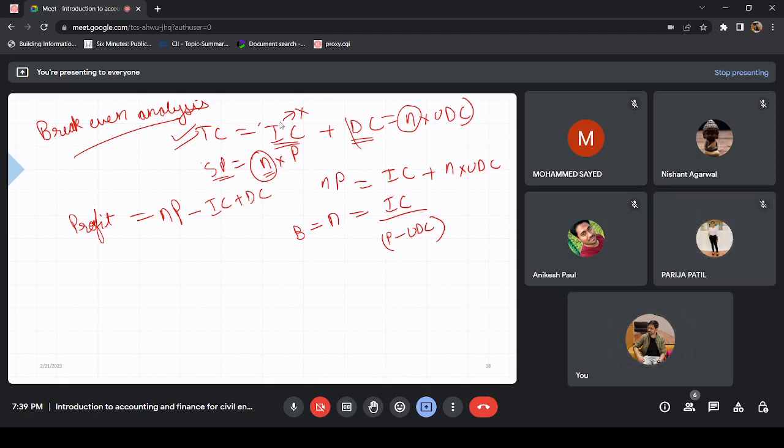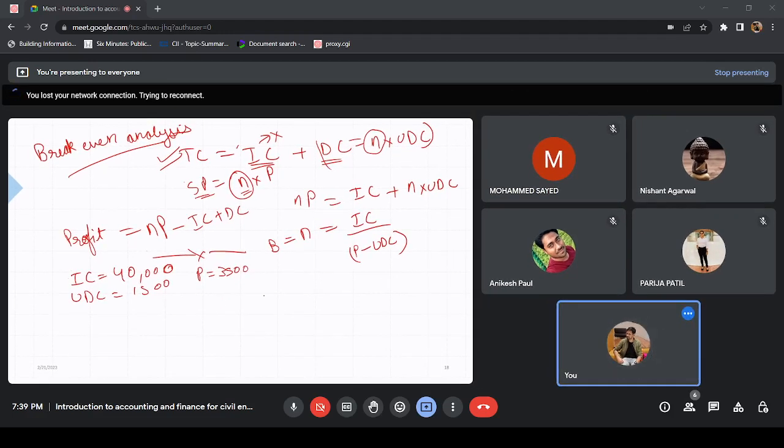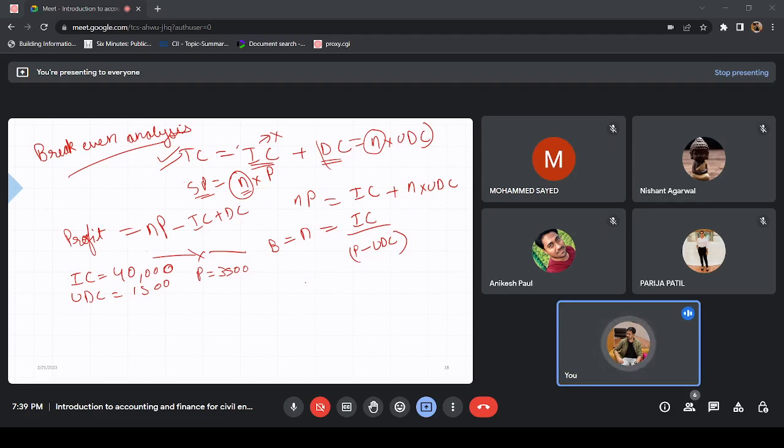Okay. So have you got an idea now? Okay, let's try to add some values. This was the first example we discussed in today's class. Your IC is 40,000, UDC is 1500, and P is 3500.